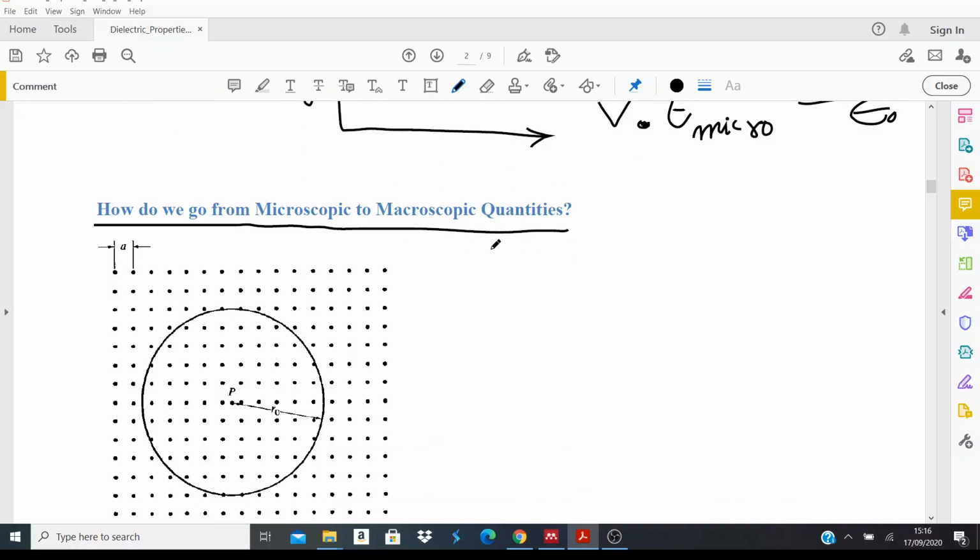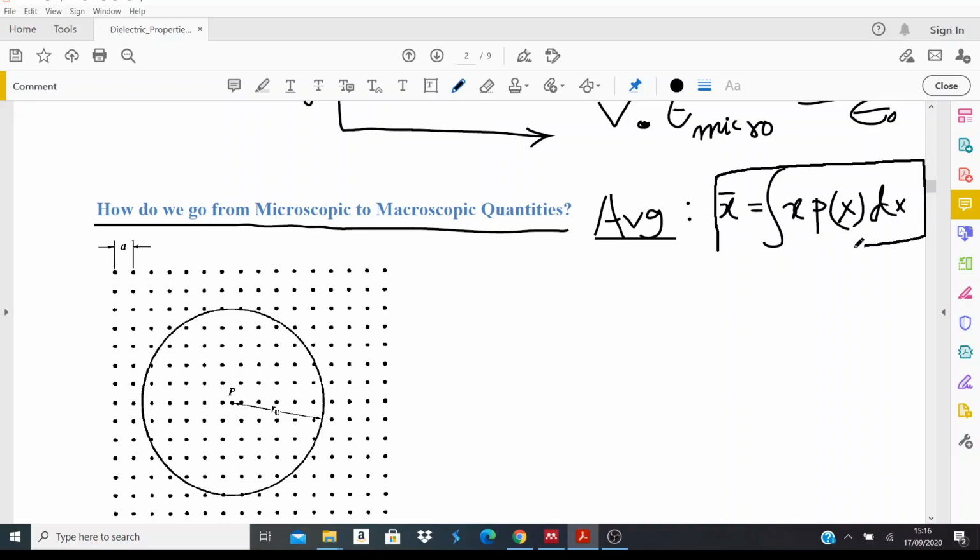Now, the answer is that we need to perform some averaging. That's always the case. I will give an example: when you calculate some expectation value or some average in your statistics courses, let's say the mean of some variable x, what did you do? You take the variable itself, you multiply it with some density function, and then you integrate, right? So that's the definition of some averaging.